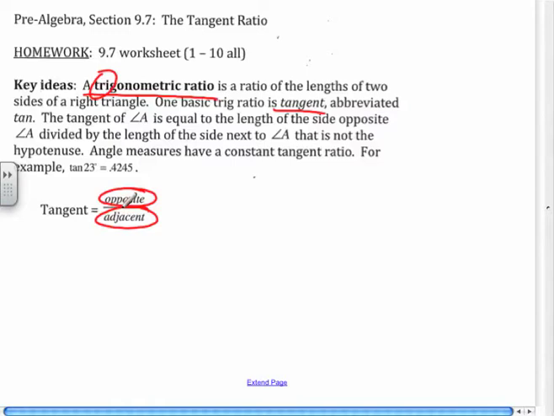Now these are only sides, they're not hypotenuse. Tomorrow we'll talk about sine and cosine, and that deals with the hypotenuse. But the tangent is the length of the opposite side over the adjacent side. So let me show you what I'm talking about.